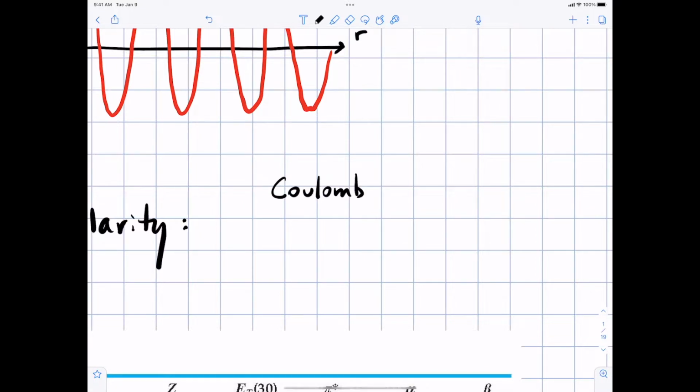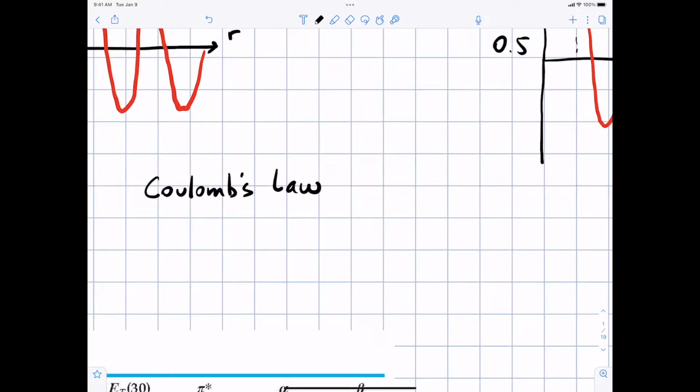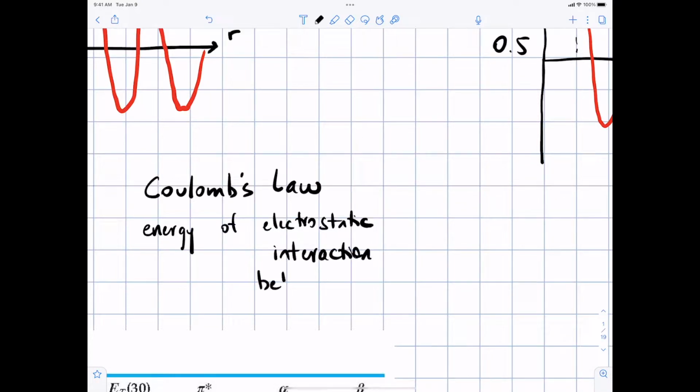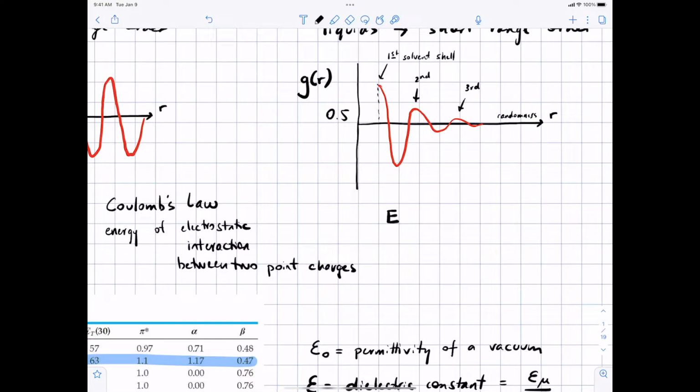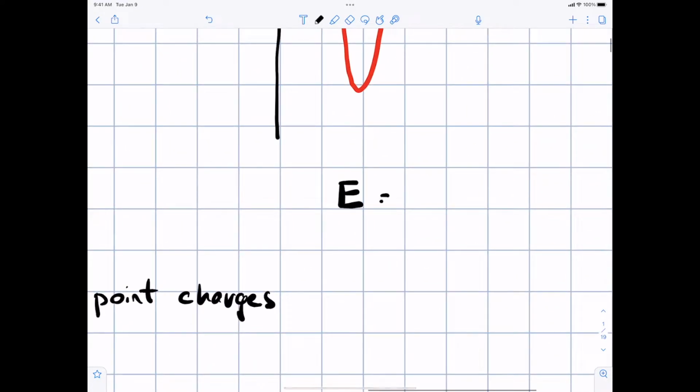And Coulomb's law describes the energy of an interaction between two charges. So basically it's going to describe the energy of an electrostatic interaction between two point charges. All right, so the potential energy of interaction between two charges is equal to charge 1 times charge 2.